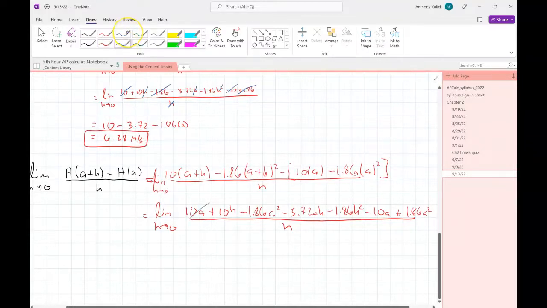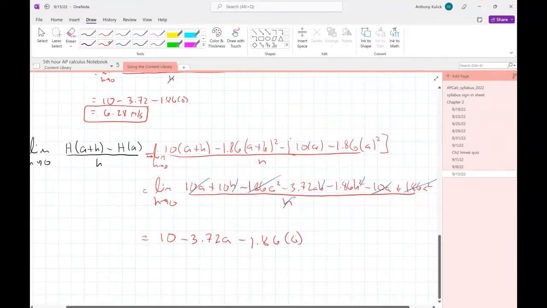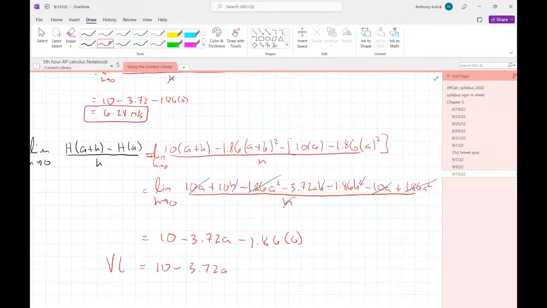So let's see. Minus 10a plus 10a, those cancel out. Plus 186a squared minus 186a squared cancel out. I can reduce an h from everything. And then when I do my direct substitution, I get 10 minus 3.72a as my velocity.